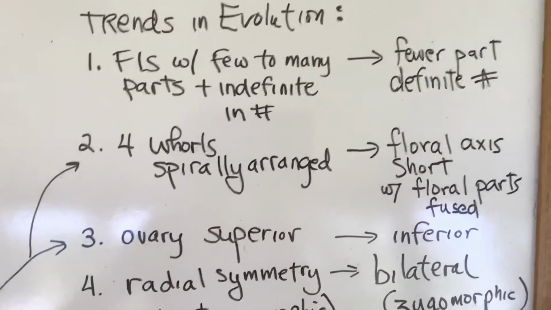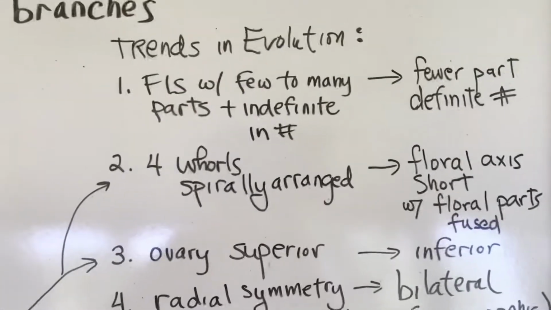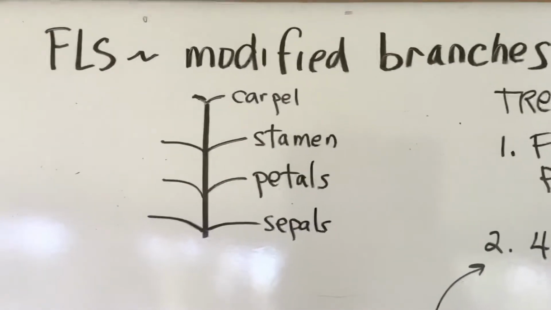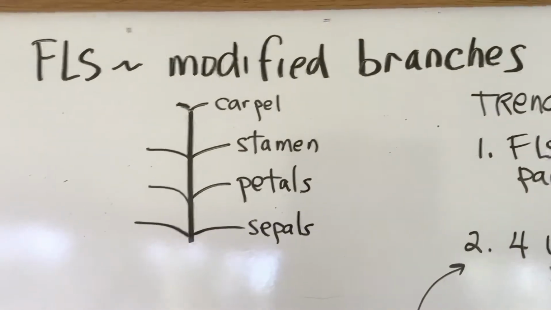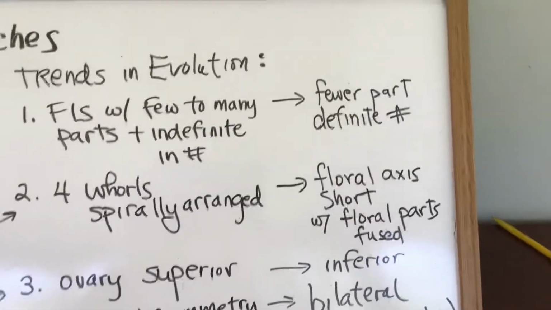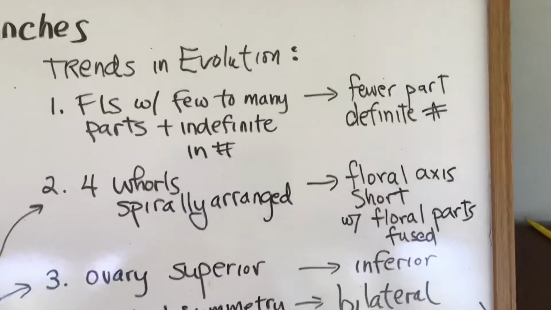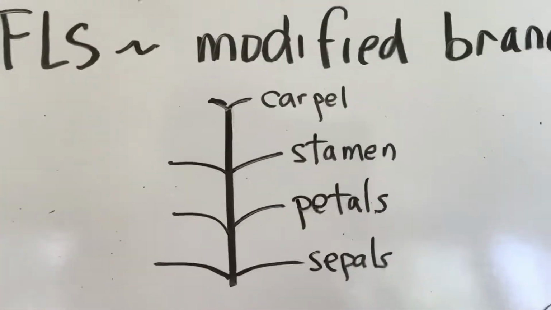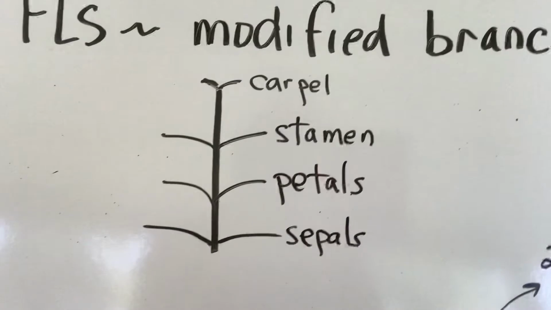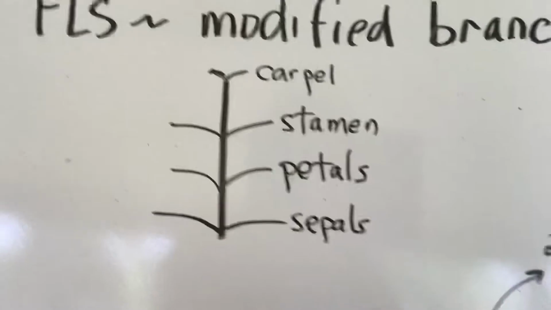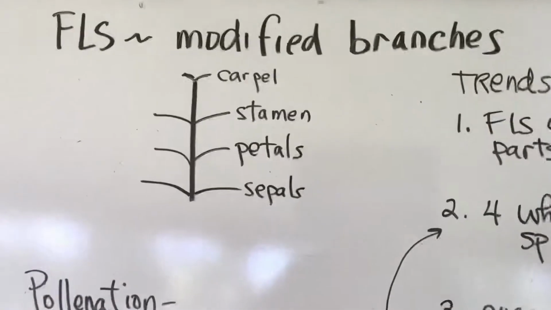The second one is having the 4 whorls spirally arranged, which I drew here. It doesn't look spiral there, but you have a central axis and things arranged off that axis. The trend in higher level plants is for that axis to shorten and/or the floral parts to be fused. So in other words, all of these things would look like they were coming off at one point, which is what we were showing with the epigynous and perigynous look to the flowers, the way that the flower parts are inserted.